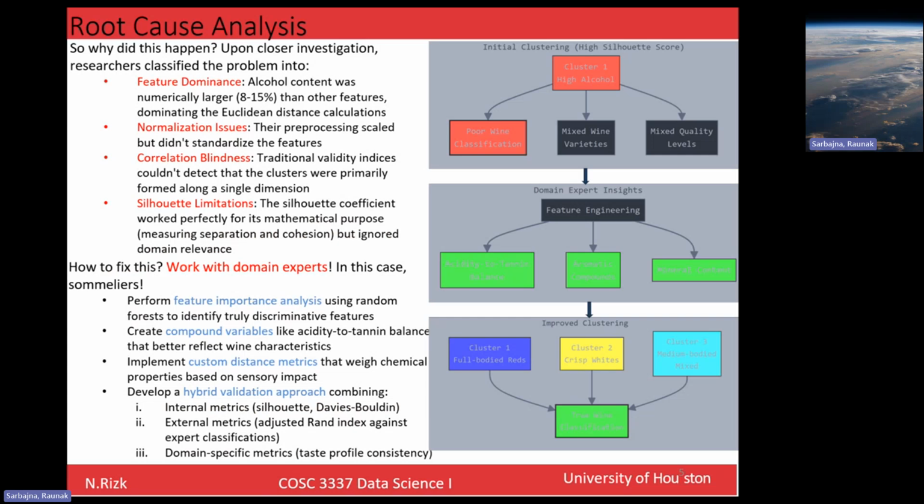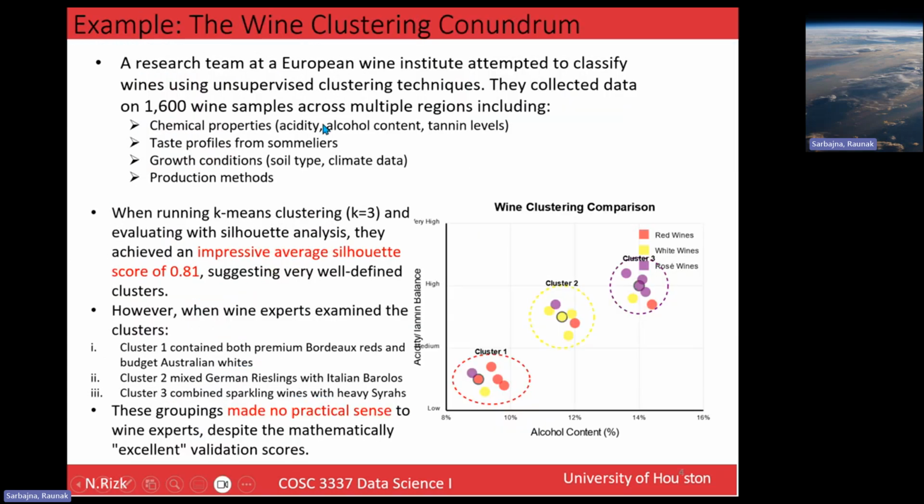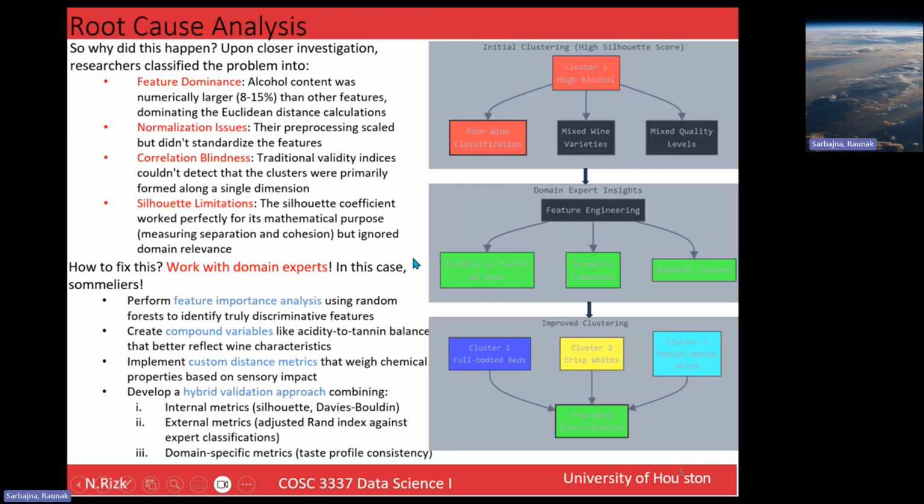They created compound variables. Like, they were collecting acidity, they were collecting tannin levels individually. And so what they did was they came up with compound variables, or indices, that combine different attributes, which gives better information and better reflects the ground truth of how people identify with wine. And they also implemented some custom business metrics, and created a hybrid validation approach.